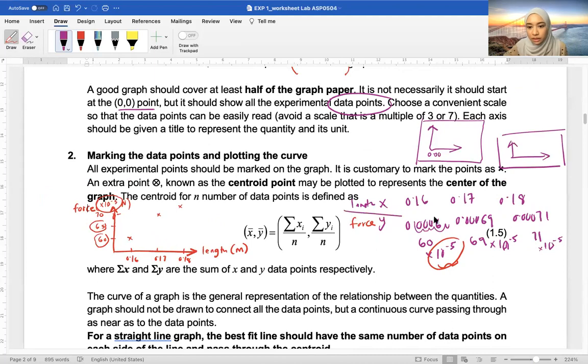Okay, so this was your X data. This was your Y data.